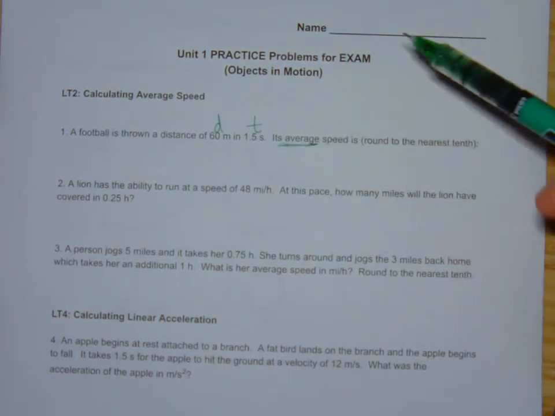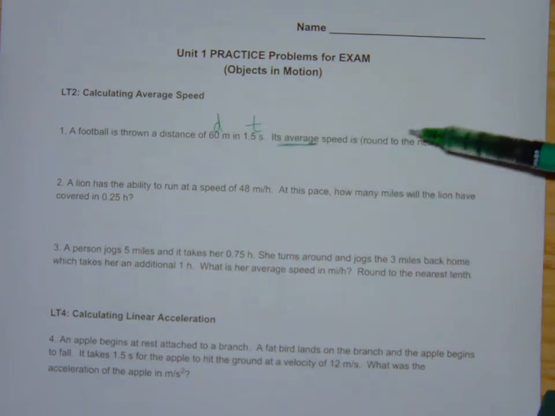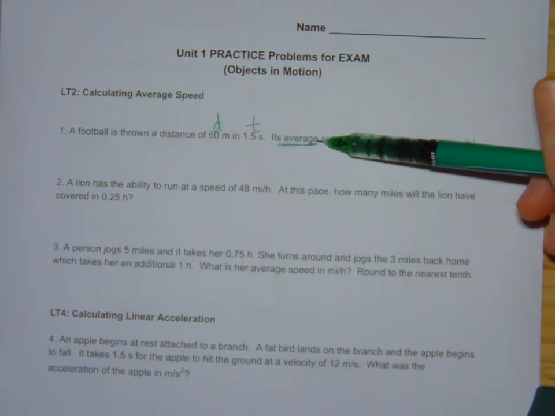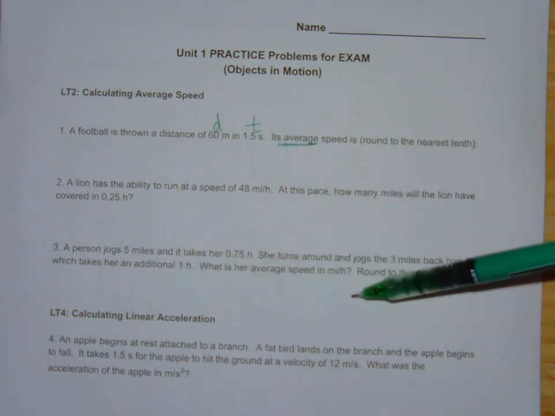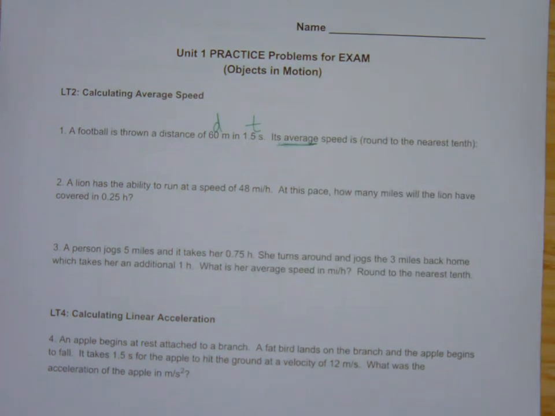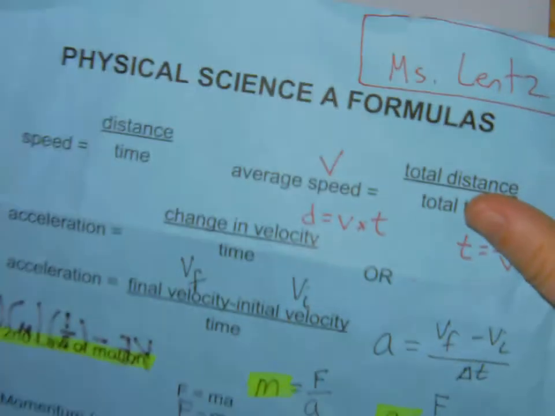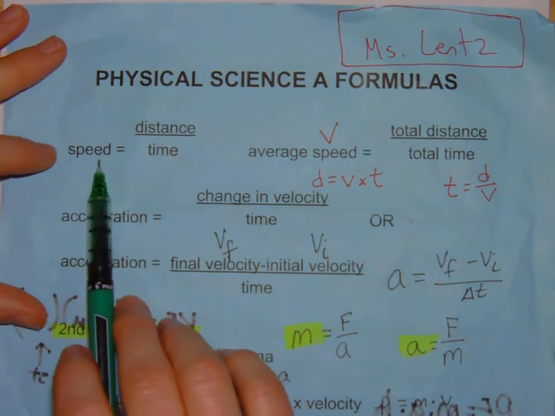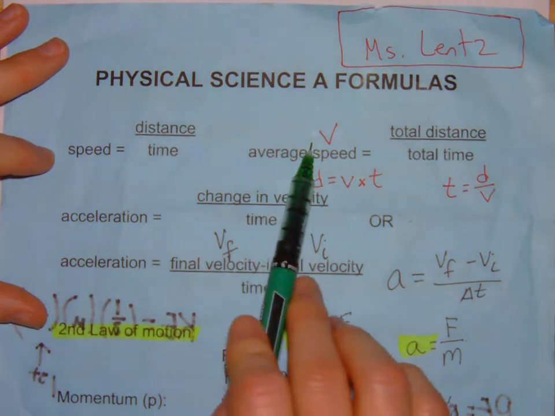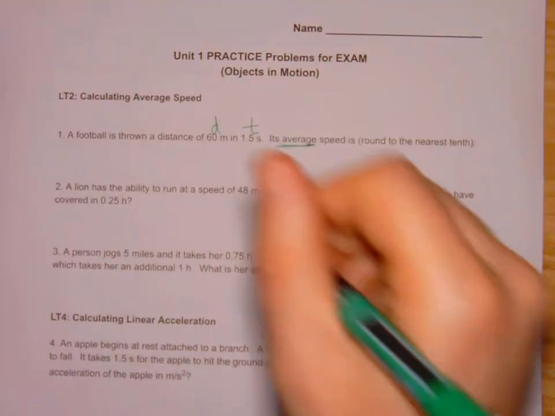The word average, if there's only one distance and time, it's not significant. But if you see the word average and you see 2 distances and 2 times, you've really got to pay attention to what's going on. But for this one, since there's only one distance and one time, it really doesn't matter if you use the speed formula or the average speed, because it's just distance divided by time.